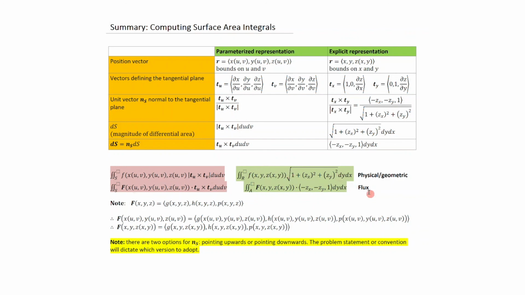And if we're dealing with flux, which is a dot product between some vector and a differential surface area, then this is the way I would write it if I'm dealing with a parameterized representation of the surface. And this is the way I would write it if I'm dealing with the explicit representation of the surface. And again, just to remember here, there are two options for the surface area vector, pointing upwards or downwards. The problem statement or convention will dictate which version to adopt.